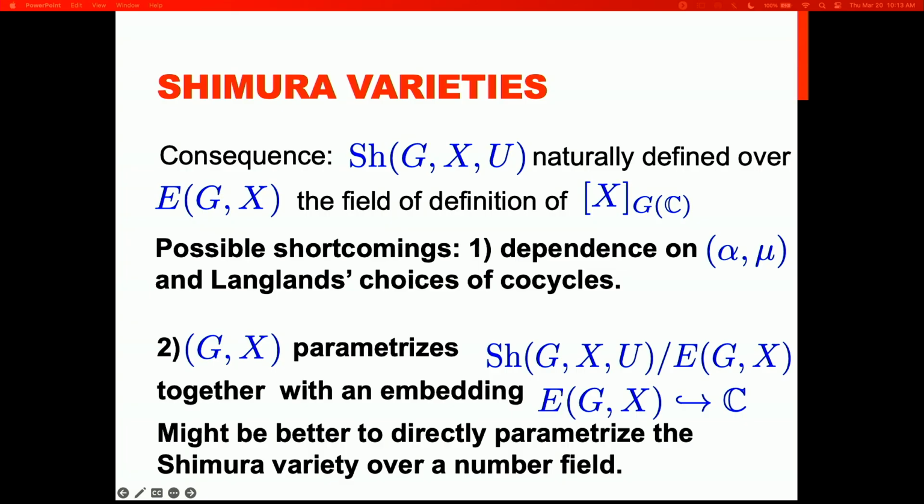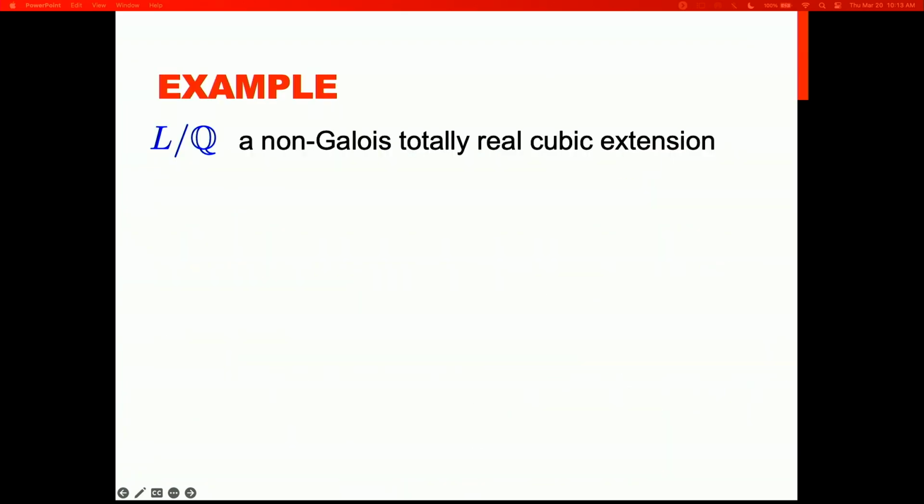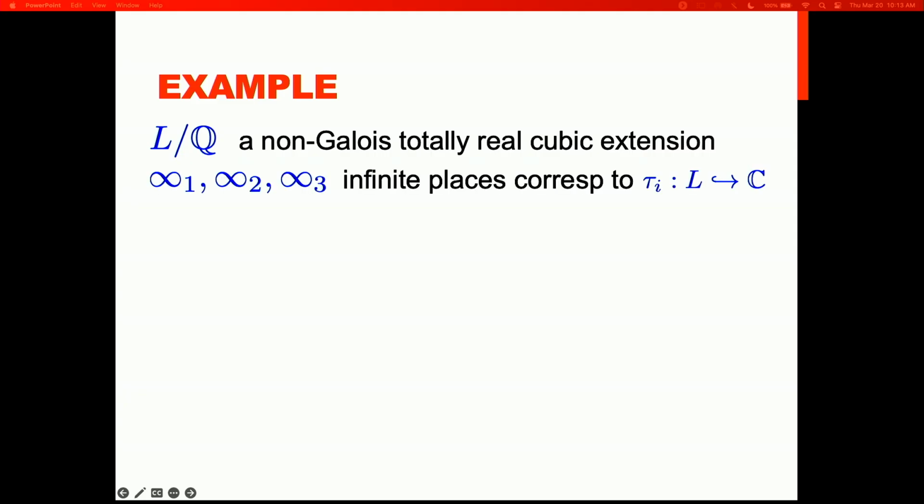And it's not really, I feel, what one wants to do. One wants to parameterize a variety over a field, and one doesn't really care about the choice of embedding into the complex numbers. So let me give an example of this, which has long been known. Let me take a non-Galois cubic totally real field. Of course, it has three infinite places, infinity 1, infinity 2, infinity 3, corresponding to three embeddings, tau 1, tau 2, tau 3, of the totally real field L into the complex numbers.